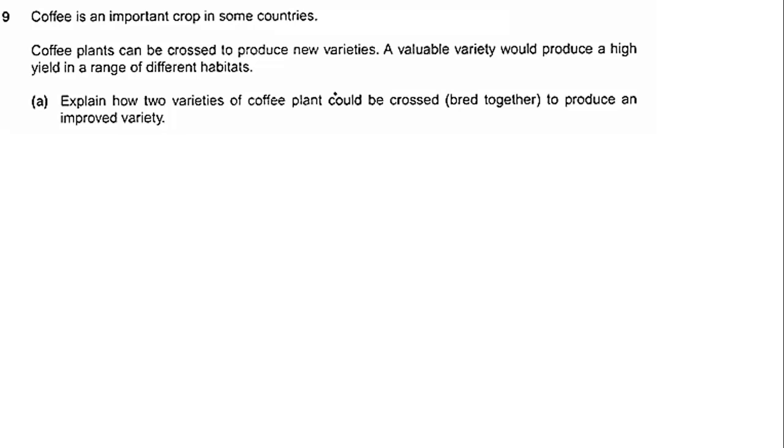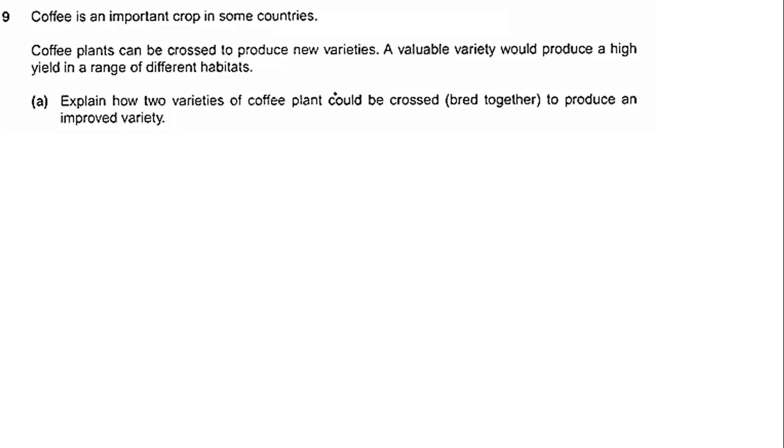Coffee is an important crop in some countries. Coffee plant can be crossed to produce new varieties. A valuable variety would produce a high yield in a range of different habitats. Explain how 2 varieties of coffee plant would be crossed or bred together to produce an improved variety.